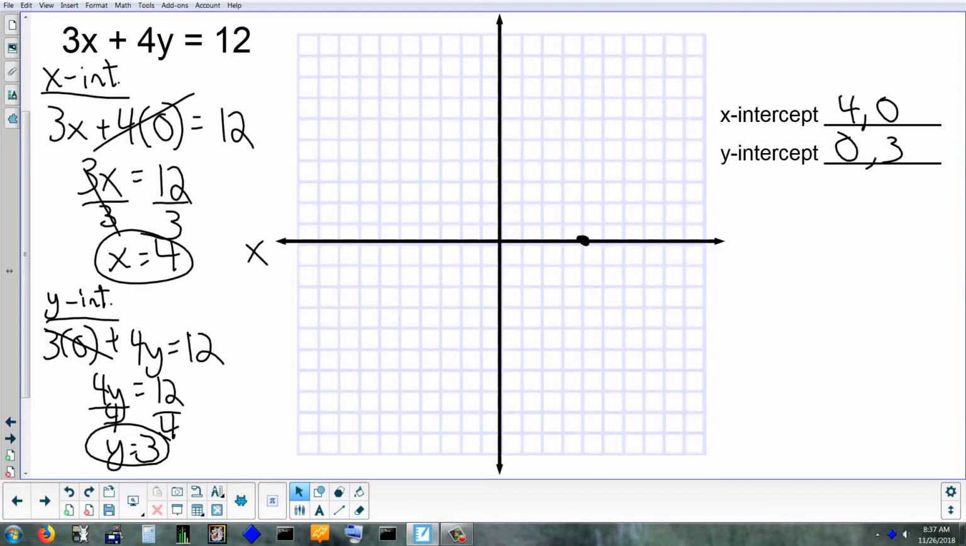So 0, 3. I got to graph this. How do I graph y equals 3? Someone tell me. Chris, how do I graph y equals 3? You go 3 up the vertical. Go 3 up on the vertical line, right? Graph this number on this axis. There's the y-axis. There's 3. Now, all I'm going to do now is connect the dots.